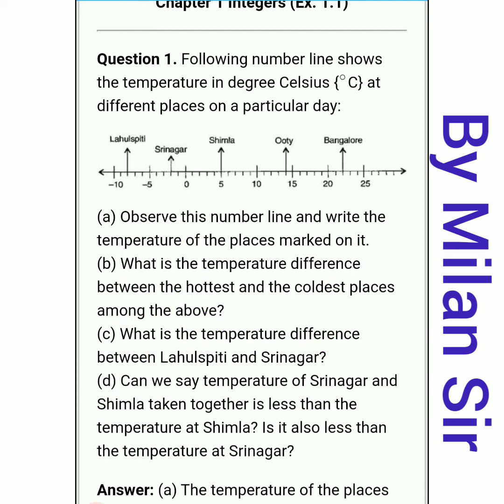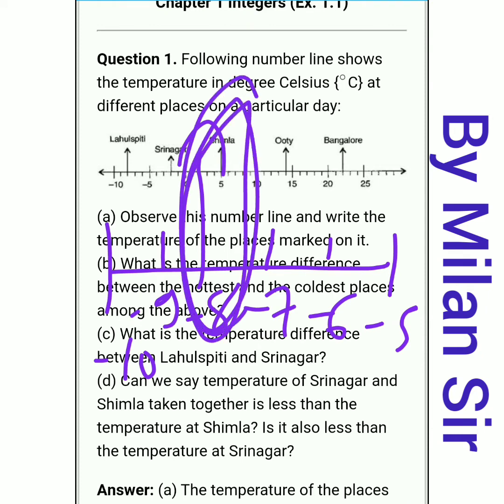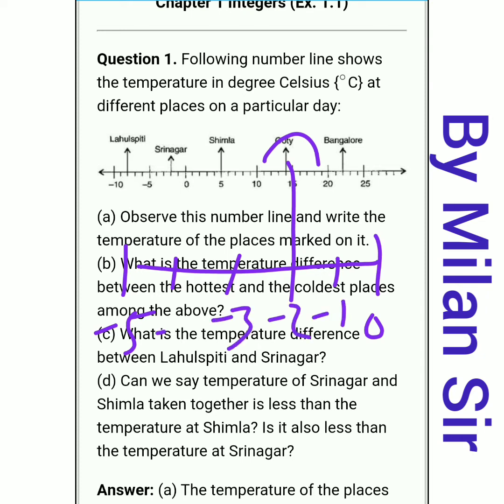We need to write the integer numbers. Like this we have Lahul Spiti, two more dots, minus 10 and minus 5. So here minus 6, minus 7, then minus 8 and minus 9. At this place the temperature is minus 8. Then for Srinagar, it is like this. Here 0, one line, second line Srinagar, two more lines, then minus 5. Again minus 1, minus 2, minus 3, minus 4 and minus 5. So Srinagar has a temperature of minus 2 degrees Celsius.